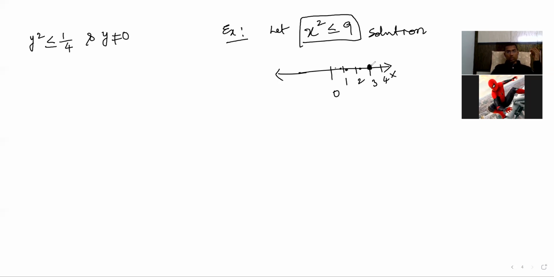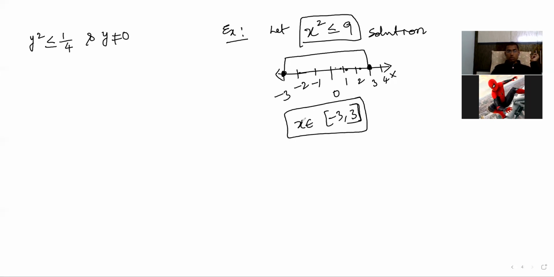3 also will satisfy. 3 square is equal to 9. So even if you take minus 1, it will satisfy, minus 2 it will satisfy, minus 3 it will satisfy. So that means what here? This is going to satisfy minus 3 to 3. All the numbers from minus 3 to 3 will satisfy. Therefore, the solution is x belongs to minus 3 to 3. You should understand this point.